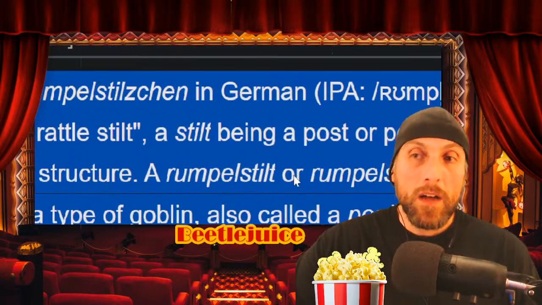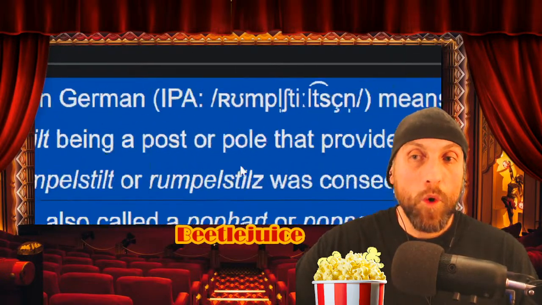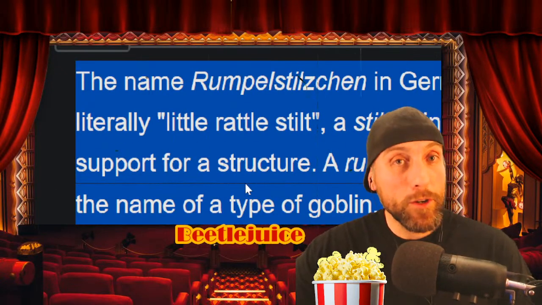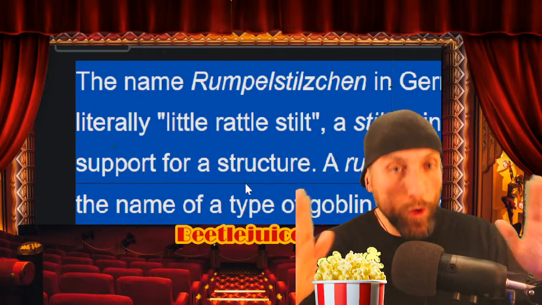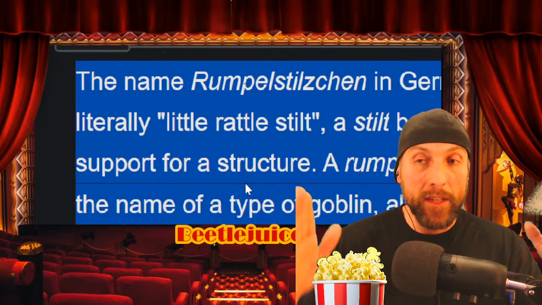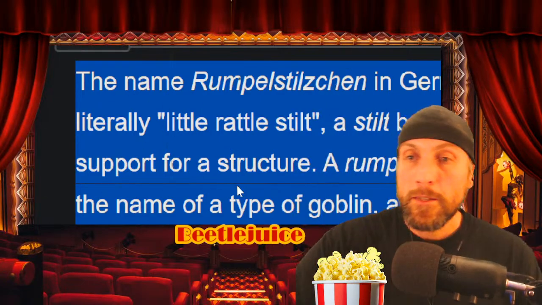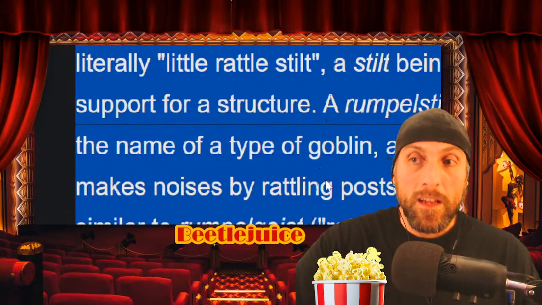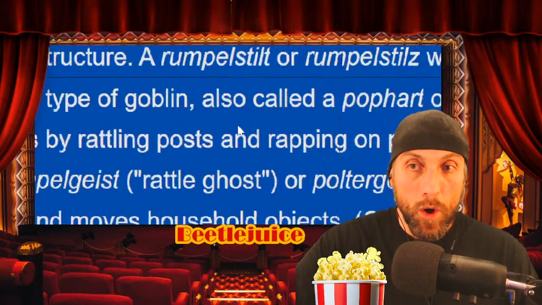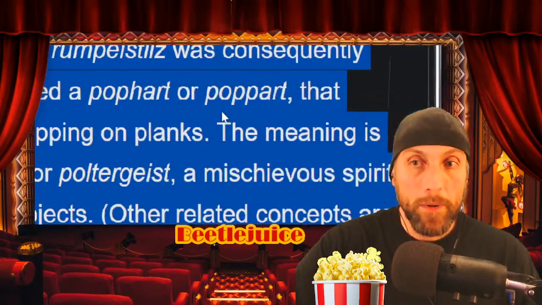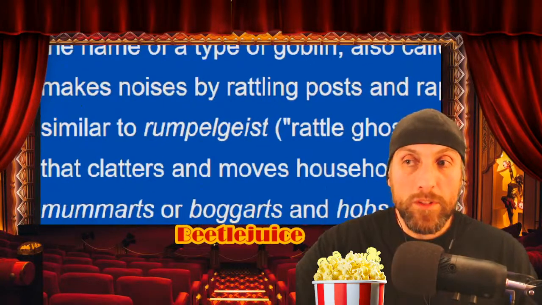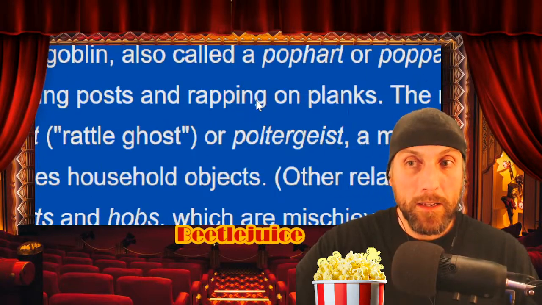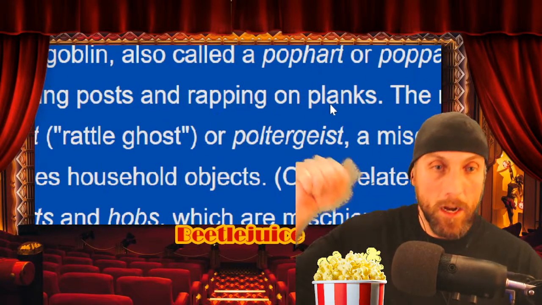Remember that. A stilt being a post or a pole that provides support for a structure, very similar to the posts of the world. Or the four corners of the world, et cetera, the sky beams that reach up to the sky, right? A Rumpelstilt, or a Rumpelstiltz, was consequently the name of a type of goblin also called a popert or a poppert. And those make noises by rattling posts and rapping on planks. Rapping in the old days meant to knock on something, right?